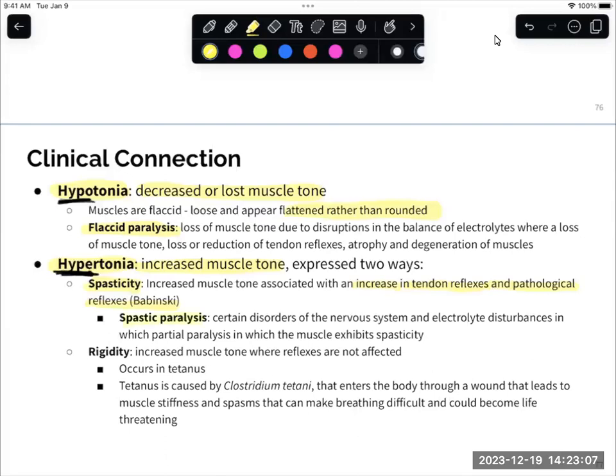Spastic paralysis usually has to do with the nervous system and electrolyte imbalances. Then we have rigidity, which is increased muscle tone where reflexes are not affected. Tetanus is like that. Clostridium tetani gets in through some sort of open cut and causes muscle stiffness and spasms. Spasm of the diaphragm makes the lack of breathing life-threatening.